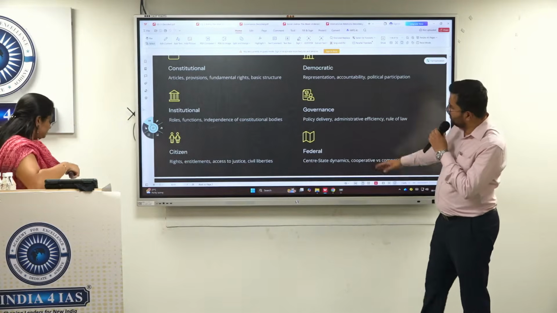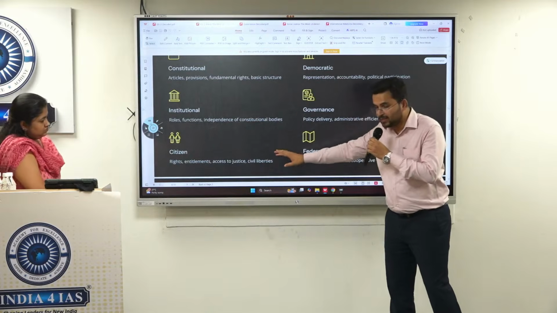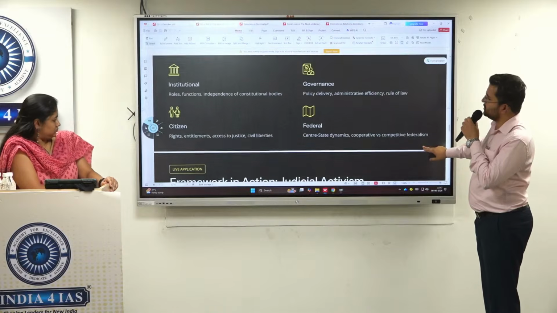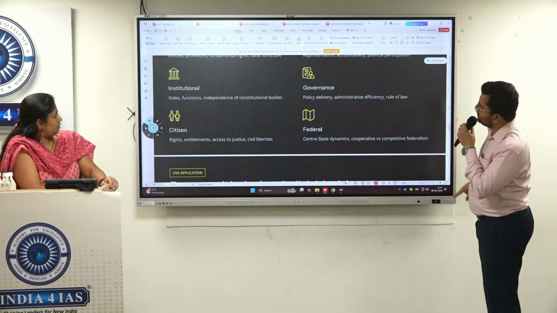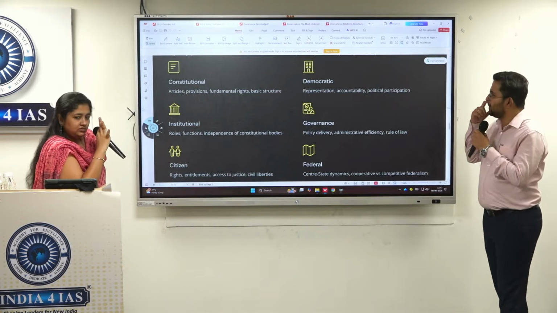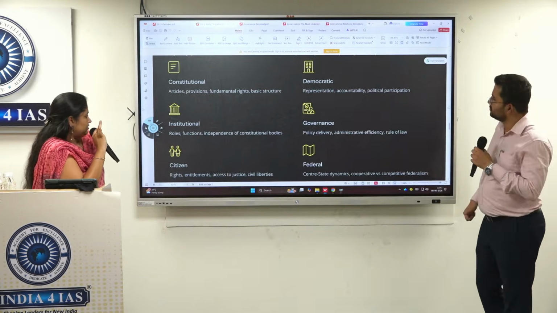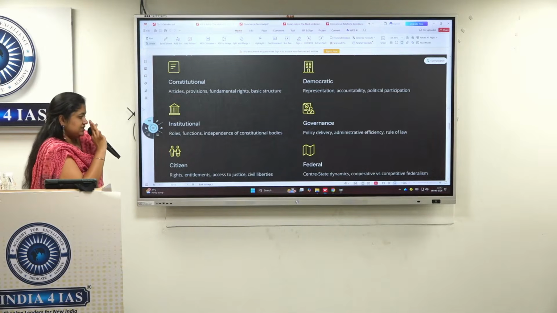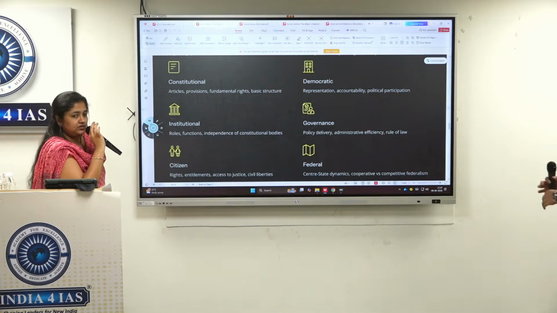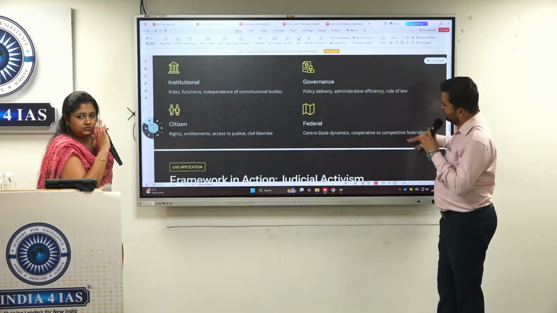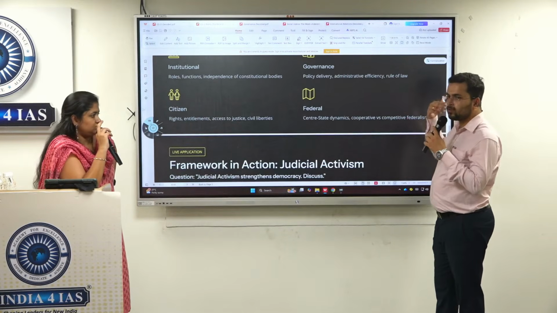The federal angle, governance angle, the citizen perspective. You can always think on these lines. Just note down: constitutional angle, democratic angle, institutional angle, governance angle, the perspective of the citizen, and federal angle. And there was one more, constitutional morality. An angle. You can think in terms of Supreme Court judgments.